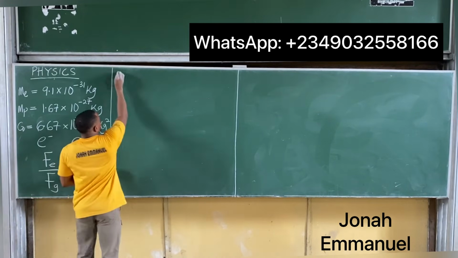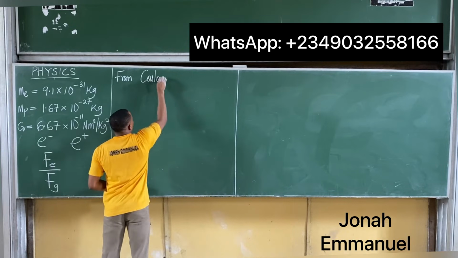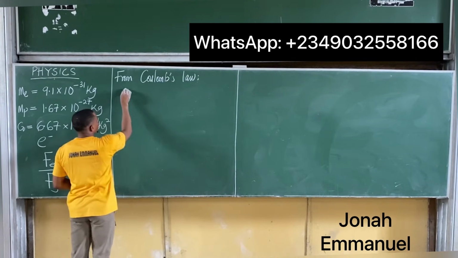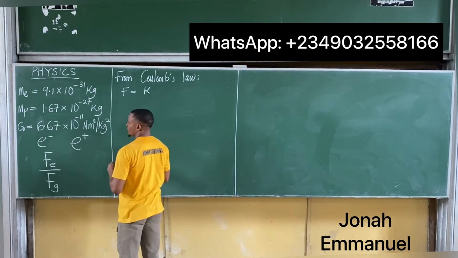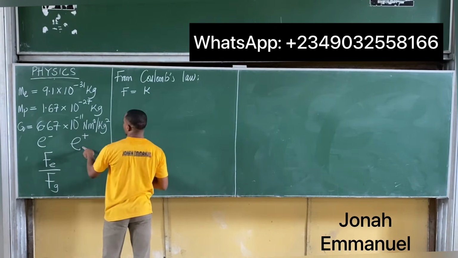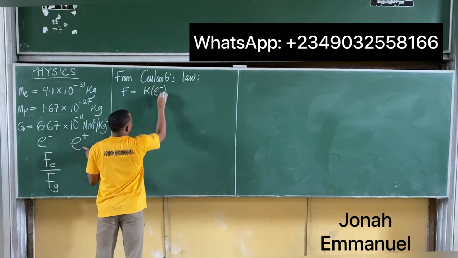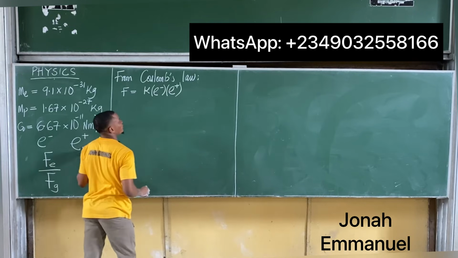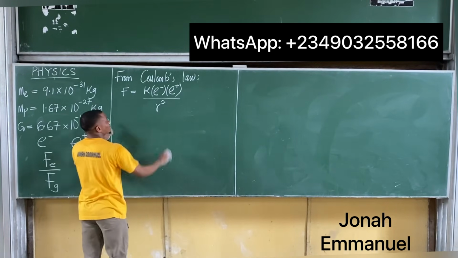From Coulomb's law, what do we know? We know that F is equal to K. Now hang on, please. They give us this as E and E. So it becomes no longer Q1, Q2, but E to the power minus for the electron, and then E to the power plus for the proton, all over R squared. So I have this. This is Coulomb's law.